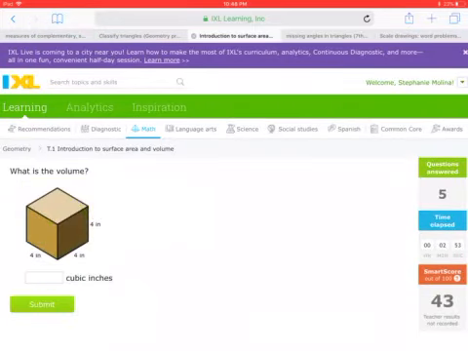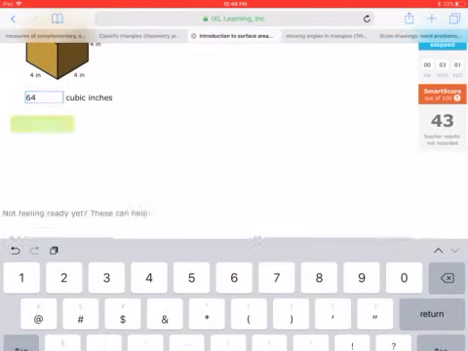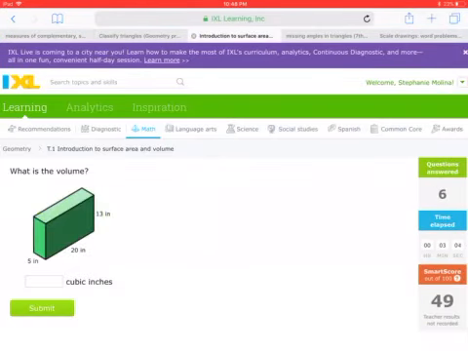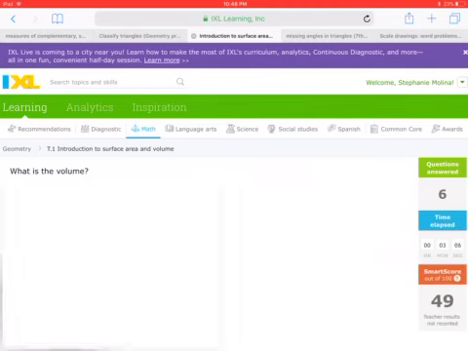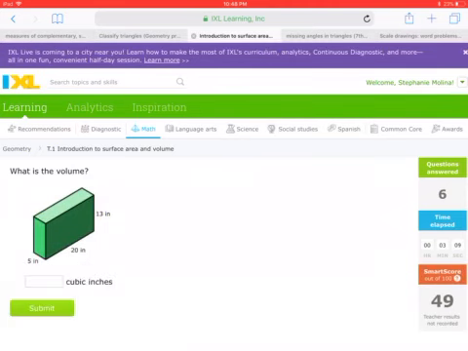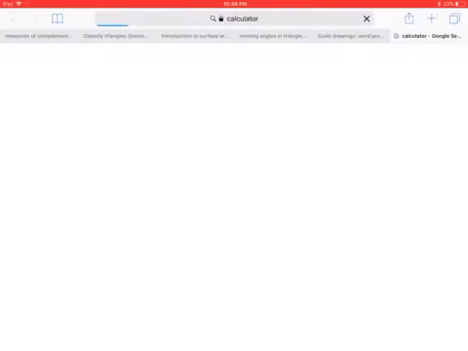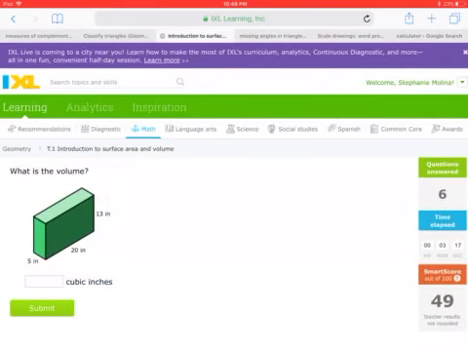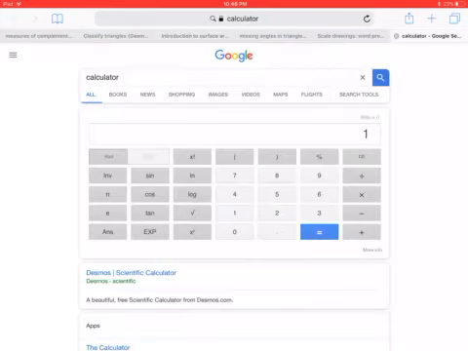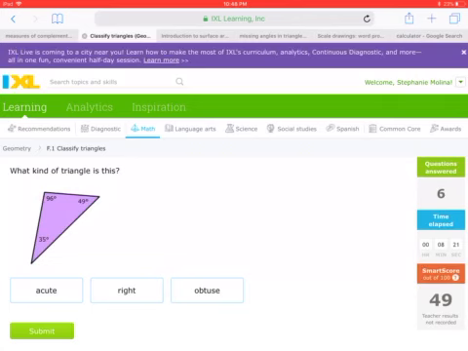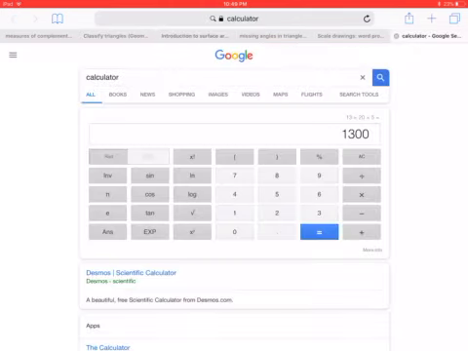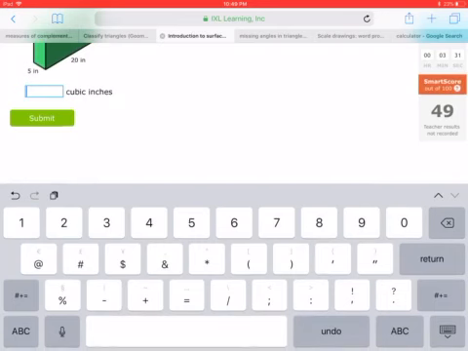What's the volume? Don't get confused with this. I almost did surface area for this. What's 4 times 4? 16. 16 times 4? 64. What's the volume? Oh, come on. IXL, give me a harder question. You know what? I'm not even going to write this. I'm just going to use a calculator. All right, what was it? It was 13 times 20 times 5. 13 times 20 times 5. Oops. Now I forgot what it was. Oh yeah, 1,300.